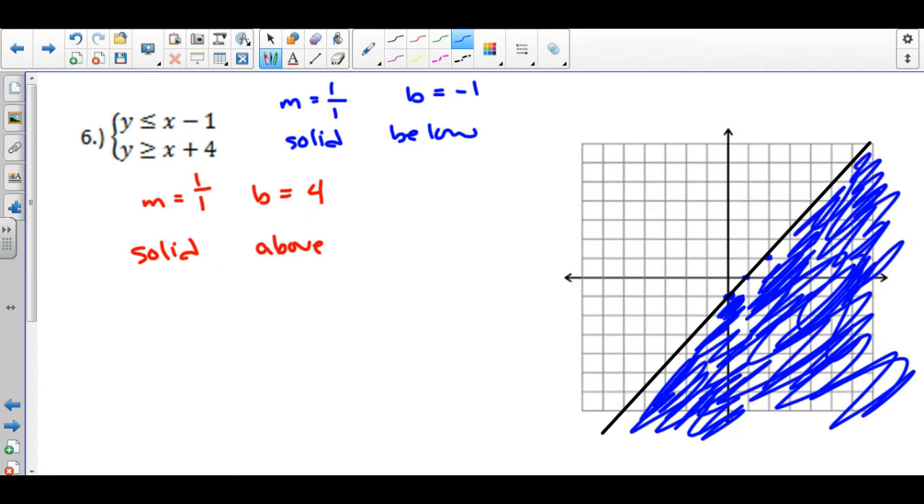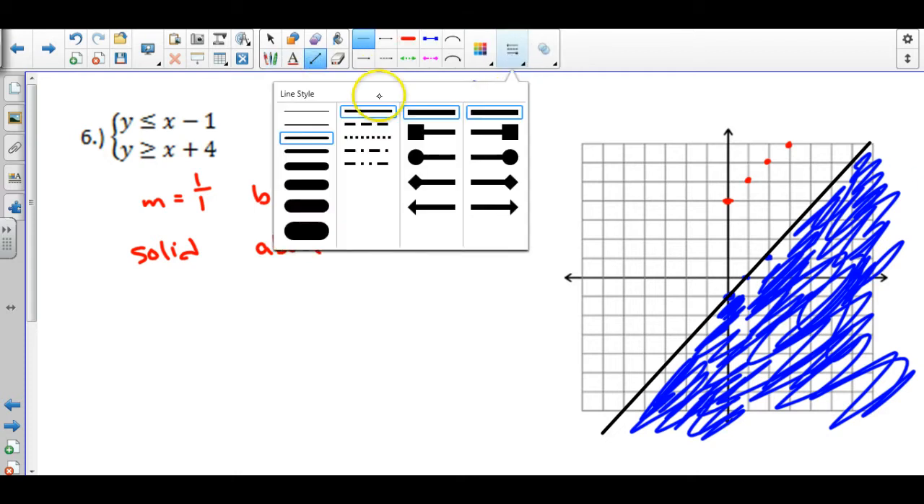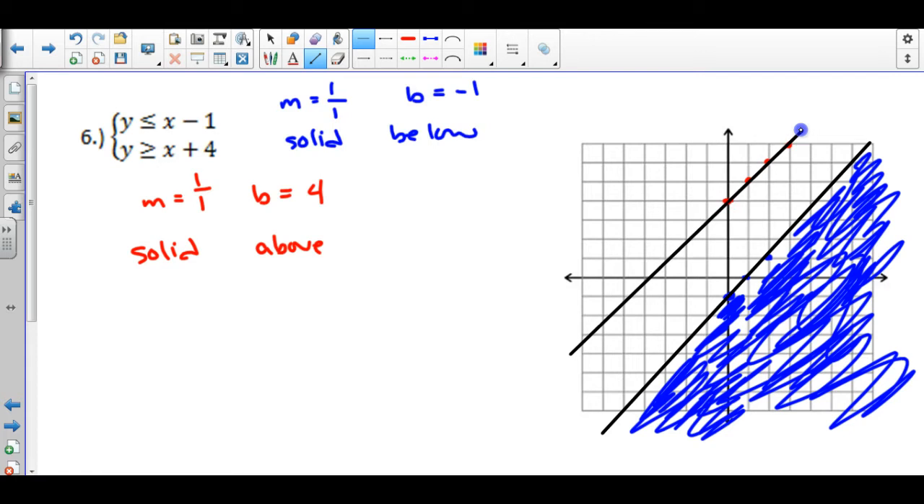The other one then, switch color, this is going to start up 4. And since we have the same slope, it's going to be an indication that we have parallel lines. So I'm going to go to the line tool, still on solid. Okay. I draw on my lines, and now this one is shaded above.